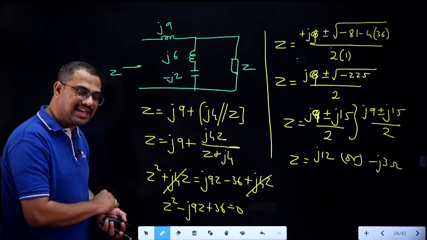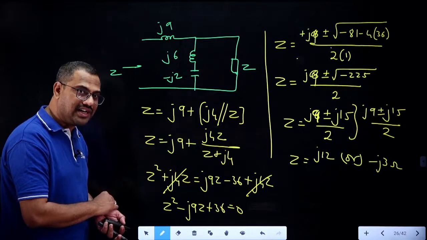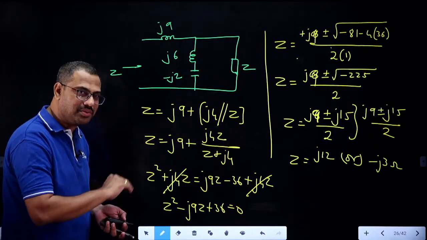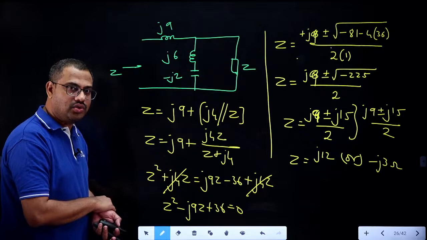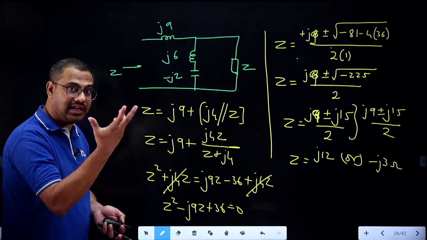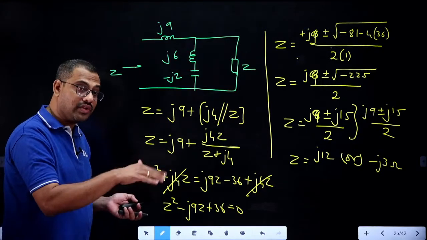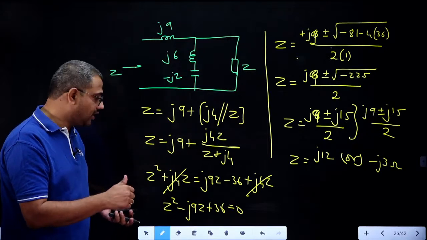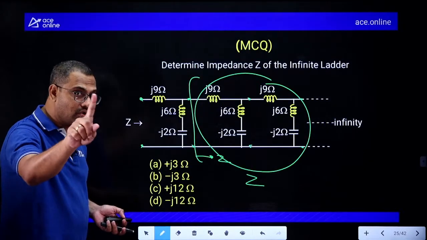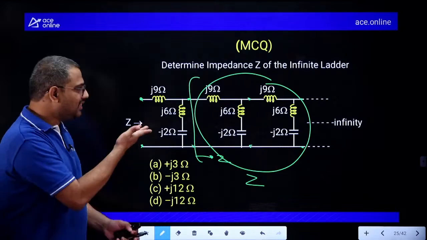Though both answers came mathematically, but application and concept wise, you cannot select both here. How cunning a bit it is. So many may say, sir, both are technically correct. Positive reactance inductive, negative reactance capacitive. So I will tick both. It could be MSQ. No, no, no. Why? Because you see the nature.